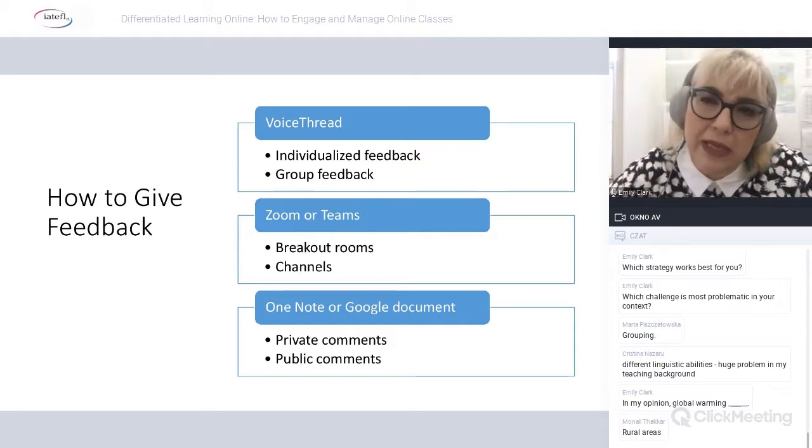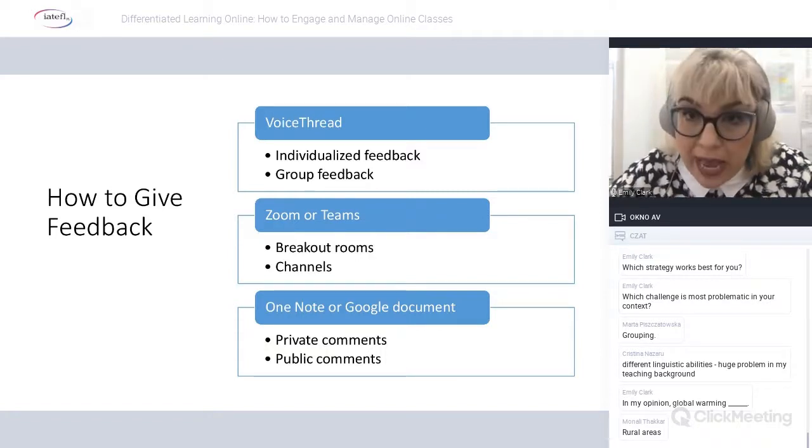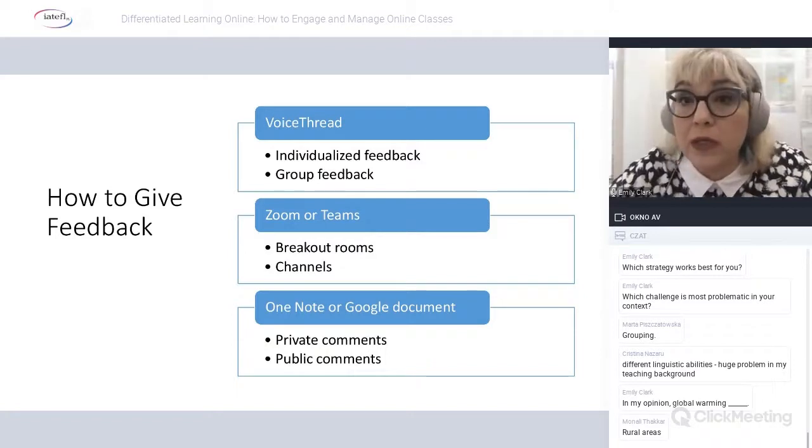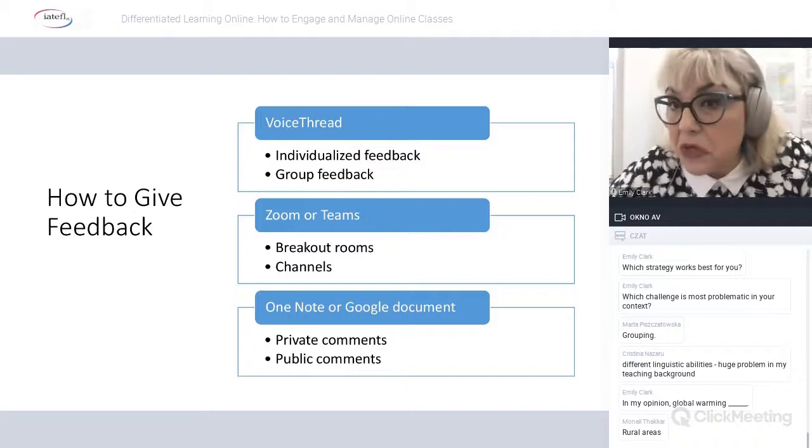I read something in my assessment workshop that basically said, if you give an assignment with no feedback, it is not valuable. So if you're not going to give an assignment feedback, there's no point.